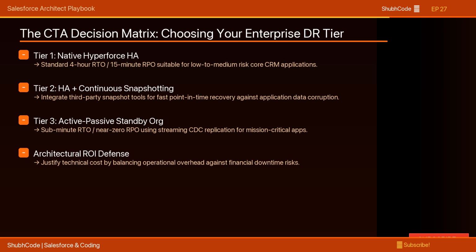Tier 3 is the ultimate active-passive or active-active dual-org architecture, utilizing pub/sub API streaming and dynamic DNS failovers to deliver sub-minute RTO and near-zero RPO. However, Tier 3 increases operational expense and DevOps overhead by over 300%. As a CTA candidate, your board presentation must defend your chosen tier by linking technical investment directly to business downtime cost per hour. Never recommend a Tier 3 active-passive architecture when a Tier 1 or Tier 2 setup fulfills the true business SLA. Master these architectural trade-offs, and you will dominate your board exam.